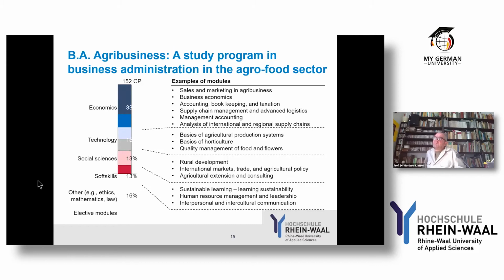And you see that also some basics of agricultural production systems and horticultural production systems are given, but on an overview level, because we also want to additionally present some social science basics and also some soft skills to our students. And we have here, of course, also the possibility to go a bit deeper into some of these topics by electing some modules in our elective courses.